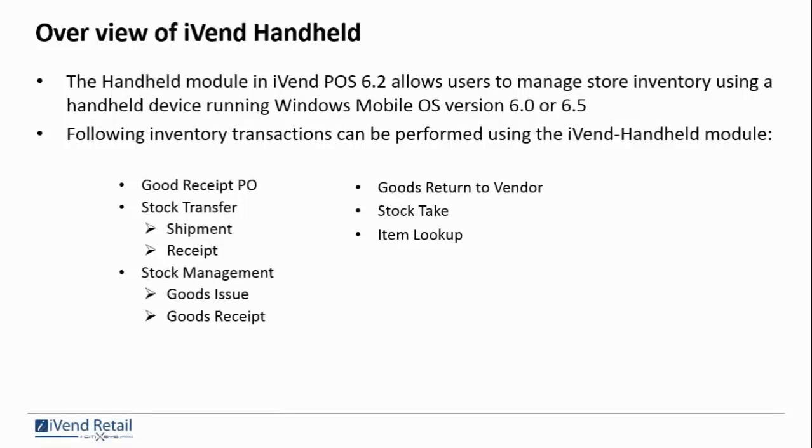The inventory transactions we can perform on iVend Handheld include GRPO, stock transfers, stock management, returns to vendor, the stock take, and of course the item lookup. Broadly, if we look at the item lookup, it is going to show you the exact quantity of this particular item in your warehouse presently, which is available to sell. And then it will show the price of this item if you have specified any selling price for it. So we'll see this during our demonstration. Item lookup is again one of the important parts which we have added to the iVend Handheld.